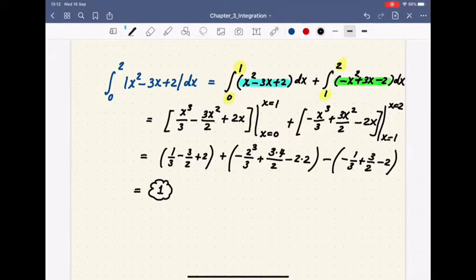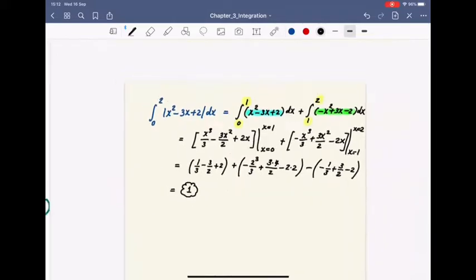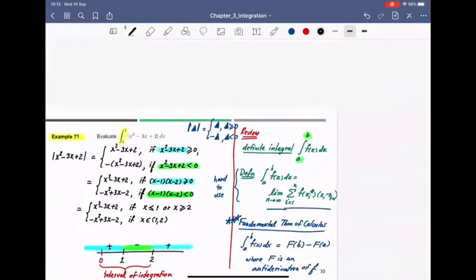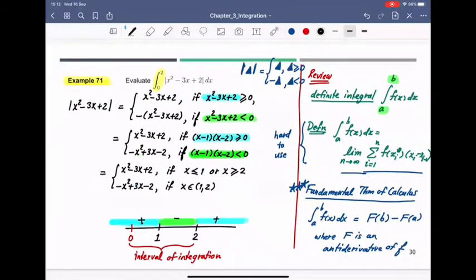Make sense? Well, this is how we deal with absolute value. Remember that when we deal with absolute value, the standard trick is you try to get rid of your absolute value first. Once you get rid of your absolute value, you can split your integral into 2 pieces or more than 2 pieces, depending on what piecewise function you get. And then after that, you integrate with respect to x. All right, any question on example 71?